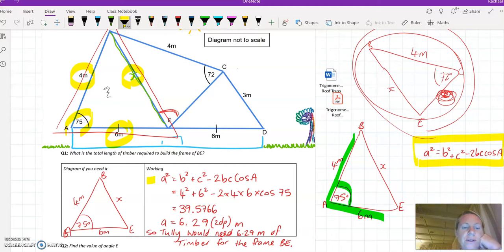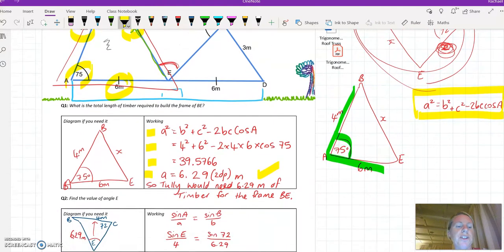So you've got your cos rule there. You're putting in your 4, your 6, and your 75. This is just like you practiced in the book in the cosine chapter. Then remember to do the square root. So you end up with 39, and just remember you've got to do that square root to get A. Beautiful. Remember, once you've worked out how long it is, that you need to relate it to the actual question and the real life application that it's about. We were trying to find the length of that piece of wood, so we need to say a sentence about that. Here I've written, Tully would need 6.2 meters of timber for the frame for BE. Okay, sweet. I hope that makes sense.